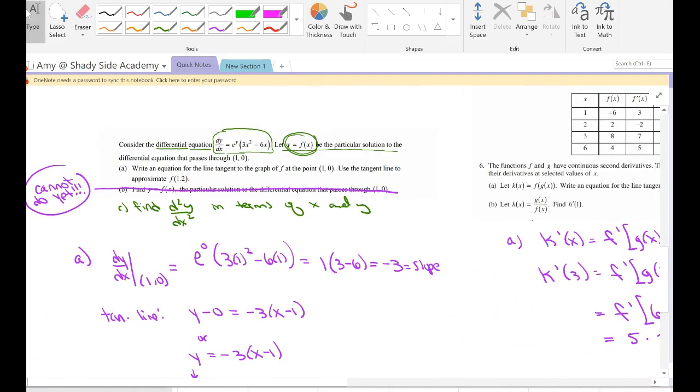Okay, I know one of you is going to scream, but you can't do this one yet, right? You can't do part B. Write an equation for the line tangent. Here's dy dx at 1, 0. Look how clear my writing is. This is saying dy dx at 1, 0.